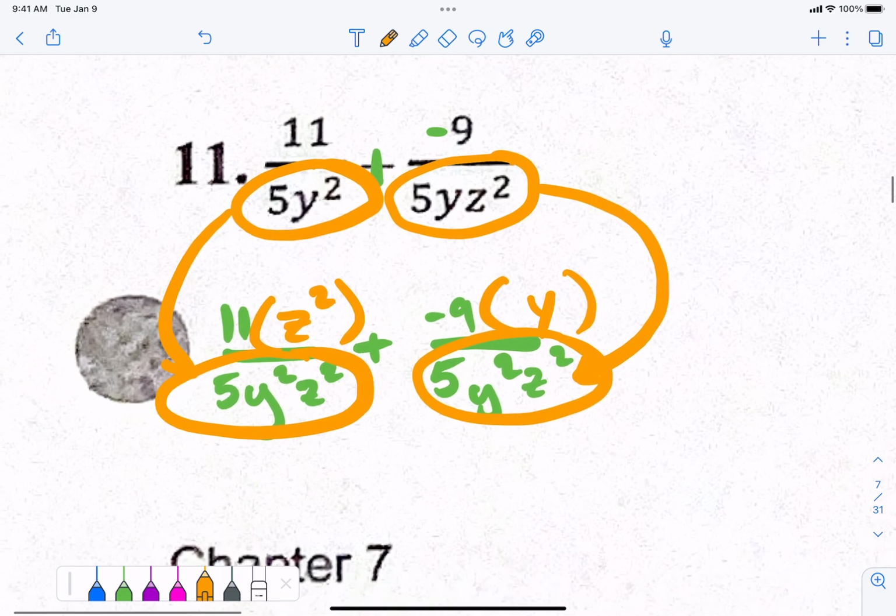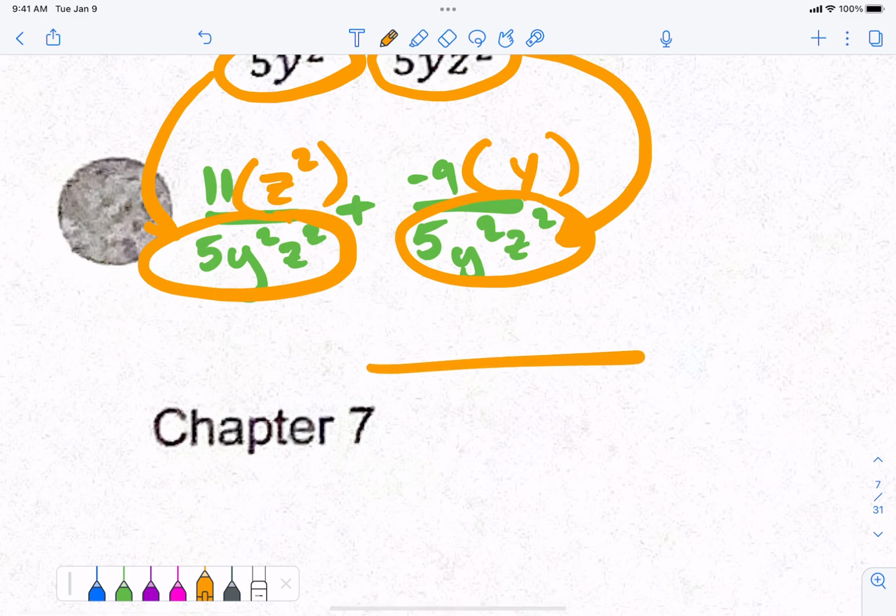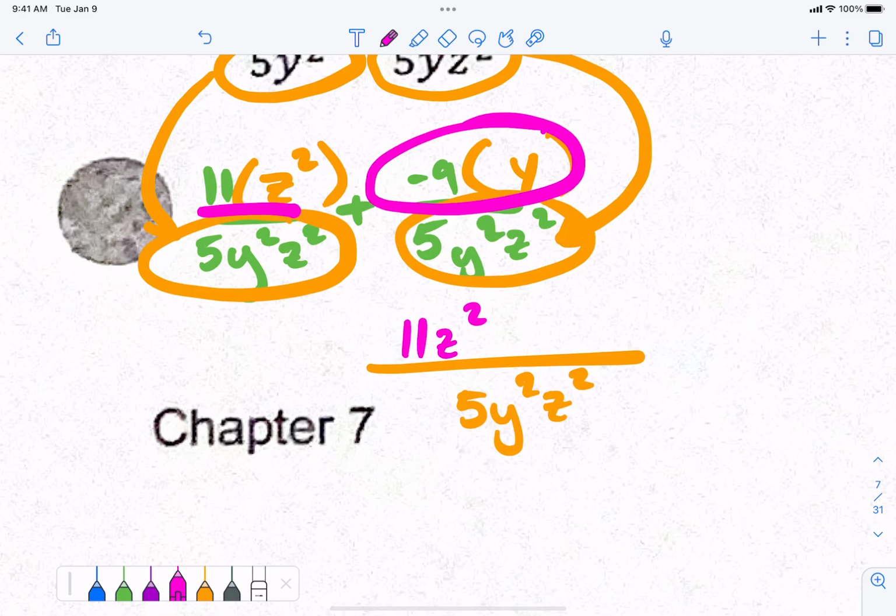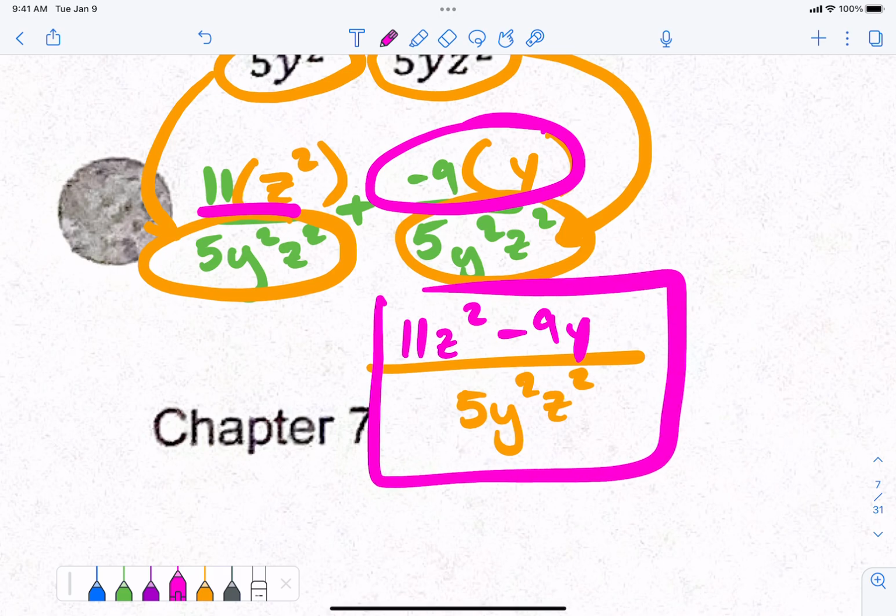Okay. All right, now I'm just going to write it all over top of one roof. So my bottom number should just be 5y squared z squared. And then on the top, if I take 11 times z squared, that's 11z squared. What about this guy? Minus 9y. Okay. Can you put those two together on the top? No, they're not like terms. Z and y are not the same, so we just leave them like this. Does that make sense? Okay. Yeah, not too bad.